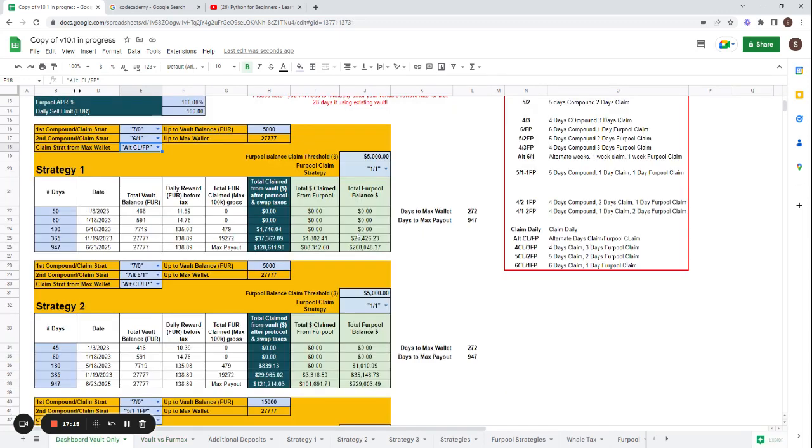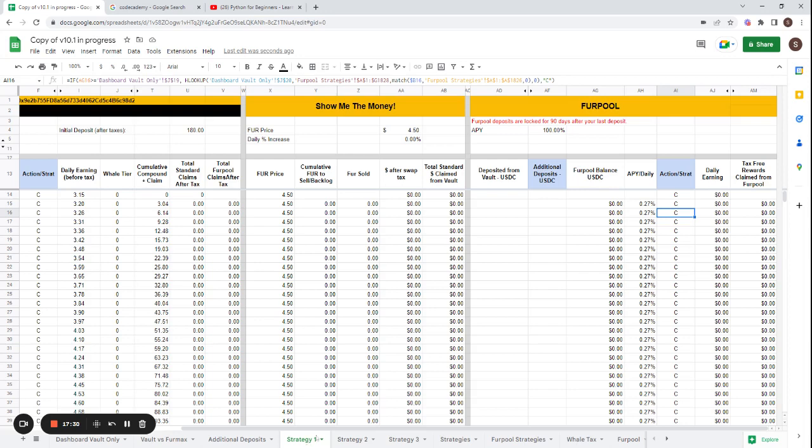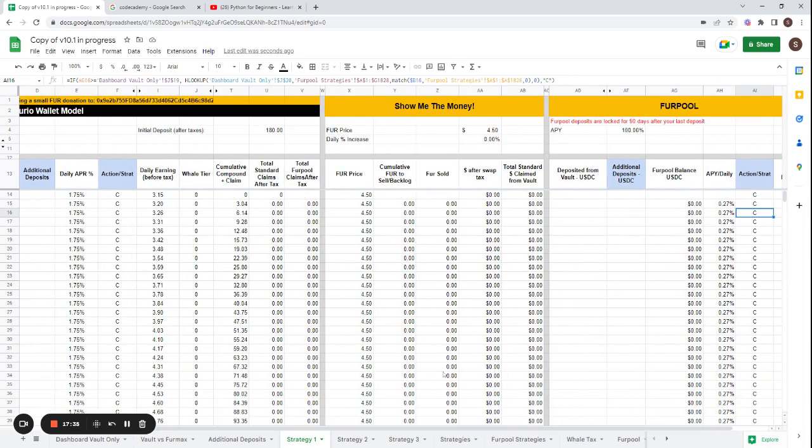Okay, guys, I think that's probably long enough. I'm trying to think if there's anything else that I wanted to cover. Yeah, if you want to go in and have a look at what impact this daily sell limit has on you, then you can pop into each of the strategies. You scroll over to the show me the money section. You're going to see the cumulative FUR backlog, and then the amount of FUR you've sold. So as you can see, we're compounding only at this stage.